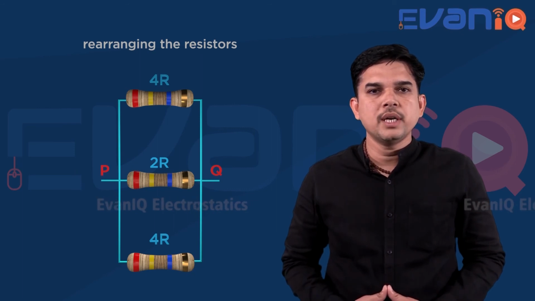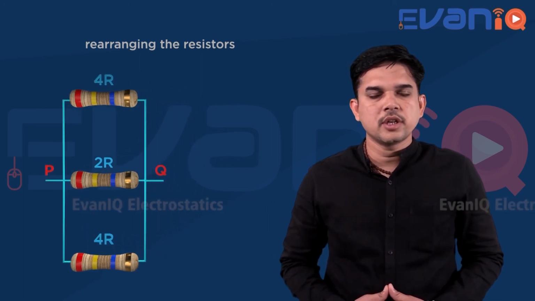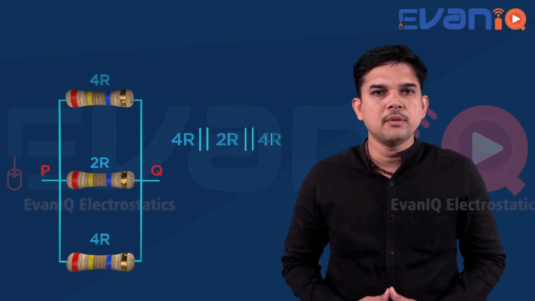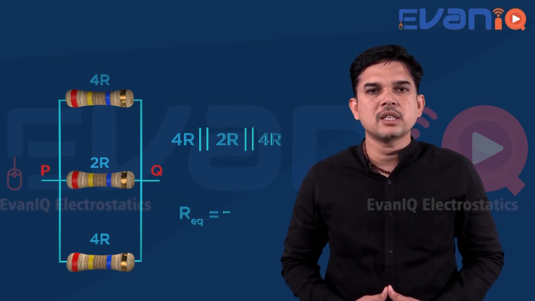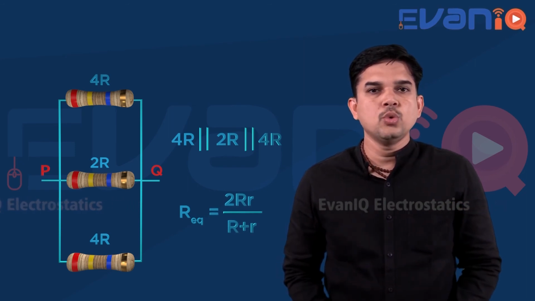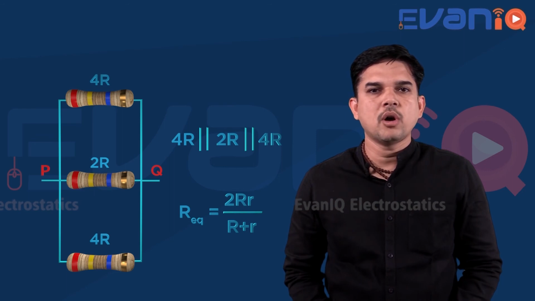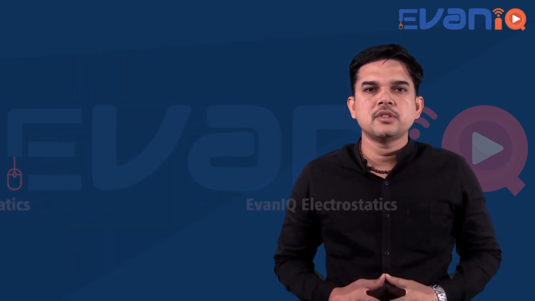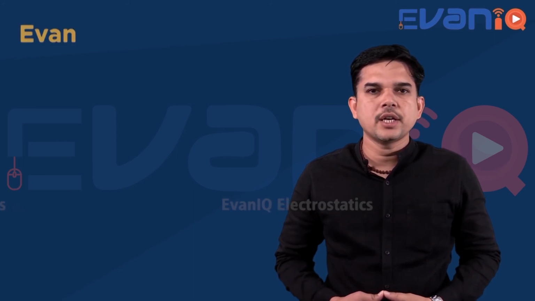When we remove the middle 2R resistors, the remaining resistors are 4R, 2R and 4R in parallel. Then the equivalent resistance of these three resistors will be 2 capital R into small r upon capital R plus small r. Now let us take another tricky example, or an IQ trick.